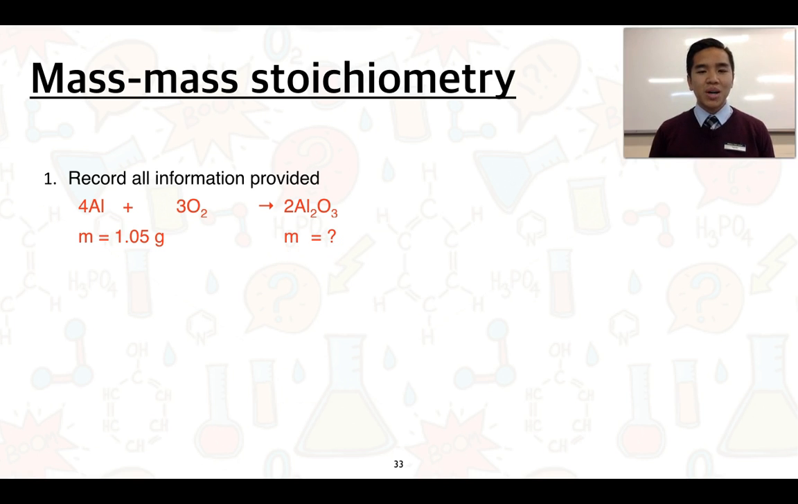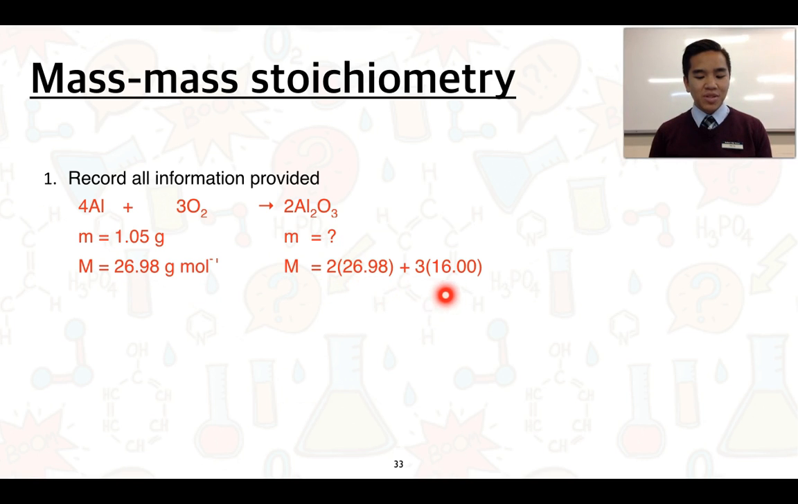And you may have guessed it by looking at those formulae that we will need to know the molar masses of these reactants and products. So I've got the molar masses here. So aluminium, we just read from our periodic table, it's 26.98 grams per mole. And to calculate the molar mass for aluminium oxide, we just have to consider for 1 unit of aluminium oxide, we would need 2 lots of aluminium, and we would add that to 3 lots of oxygen.